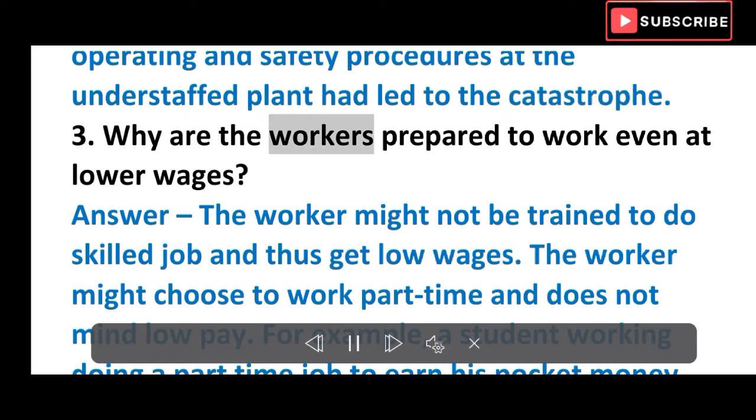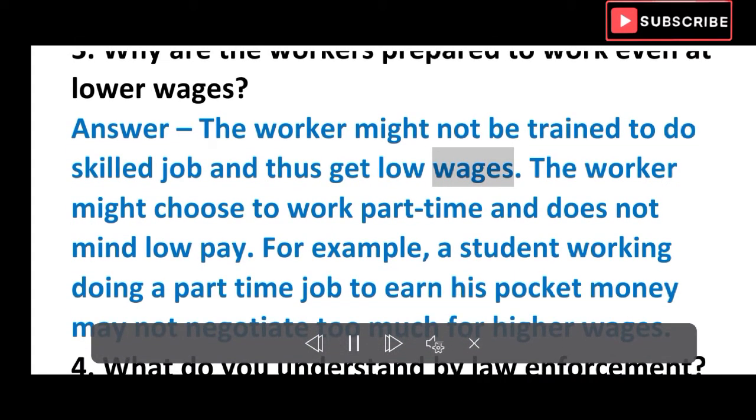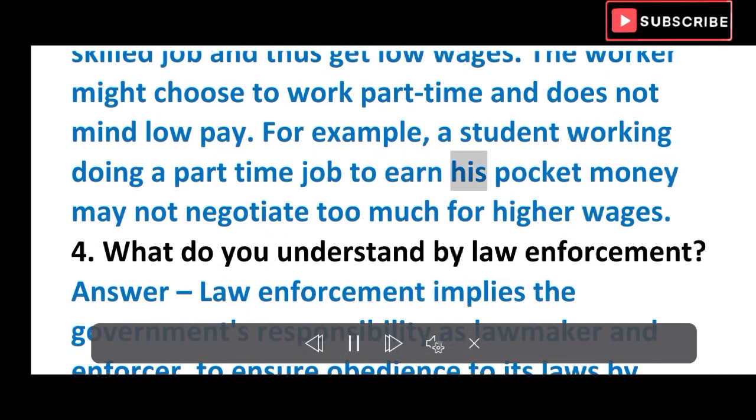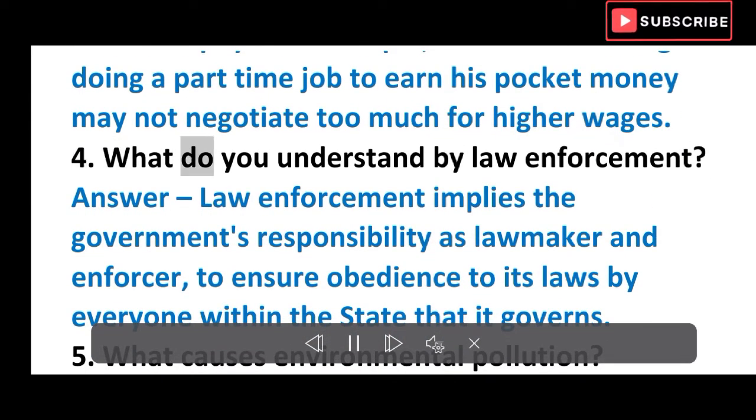3. Why are the workers prepared to work even at lower wages? Answer. The worker might not be trained to do skilled jobs and thus gets low wages. The worker might choose to work part-time and does not mind low pay. For example, a student doing a part-time job to earn his pocket money may not negotiate too much for higher wages.